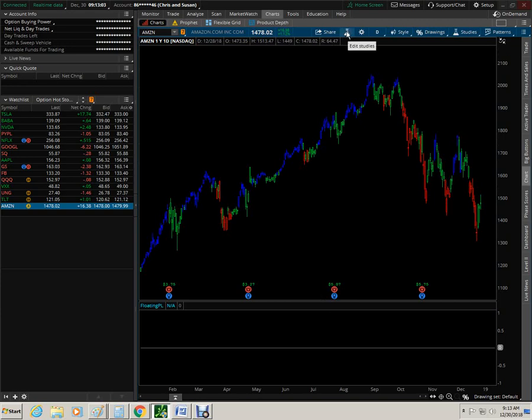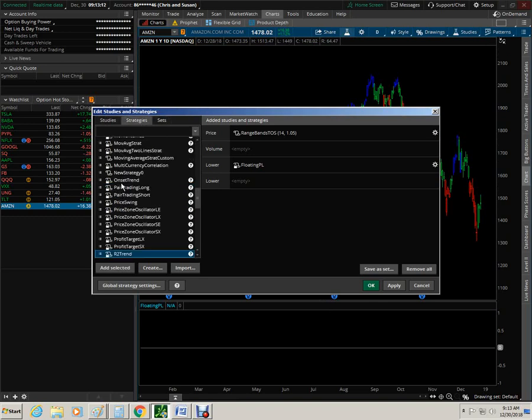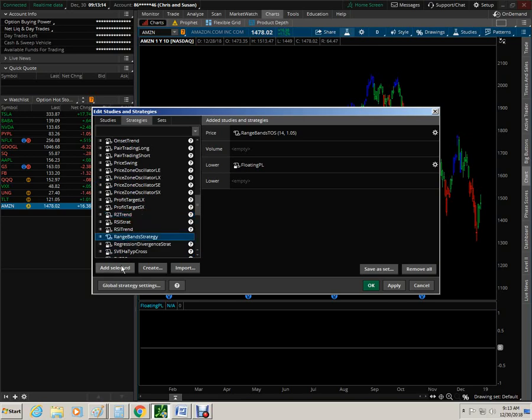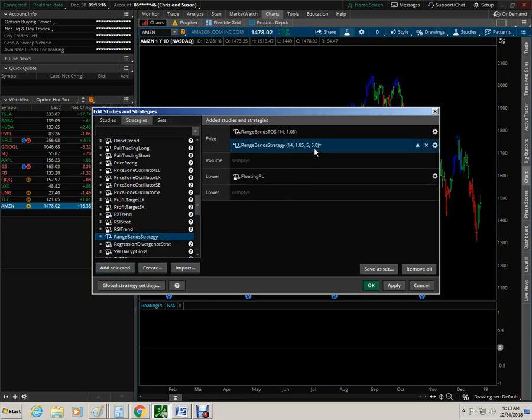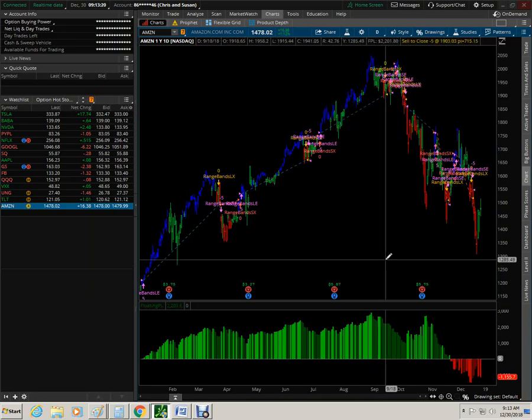There's another not very well-known feature of Thinkorswim that I've discovered recently. You click on indicators, click over here in the strategies tab. I've coded a new strategy called range bands strategy. So we click that and add it. Click OK. You see how you would have done had you traded the indicator, traded the system against the underlying tradable and time frame.